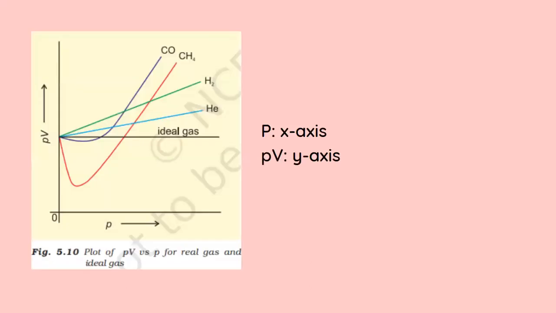We compared two graphs, P versus PV, where we have two types of curves which are observed. The first one shown by carbon monoxide and methane, where you have a first decrease in the value of PV with the increase in the value of pressure. And then after a minimum value is reached, it crosses this ideal line and there is an increase. On the other hand, you have curves which are just direct, with the increase in the value of pressure, there is an increase in the value of PV. But no matter what, they're not actually coinciding completely with the ideal gas.